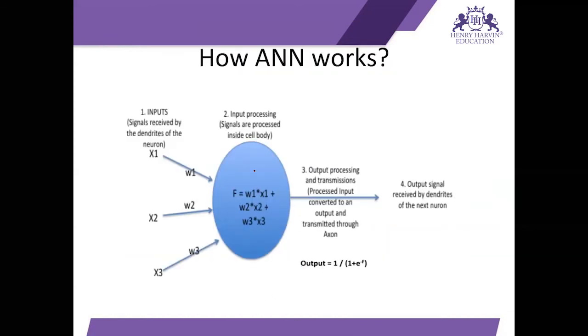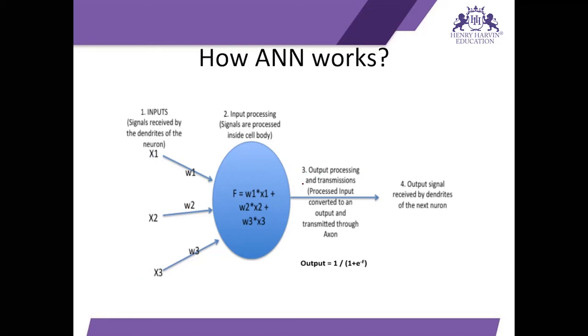So let us consolidate all the points now, how an artificial neural network works. Say we have three inputs, just for an example, x1, x2, x3. Say the weights are w1, w2, w3. So what are inputs? These are the signals received by the dendrites of the neuron. And these inputs are passed, right? So here the input processing happens. The signals are processed inside the cell body. So what is happening over here? F is equal to W1x1 plus W2x2 plus W3x3.